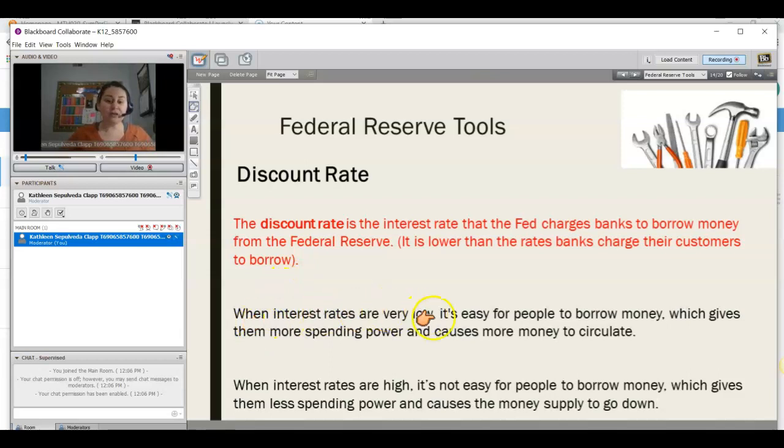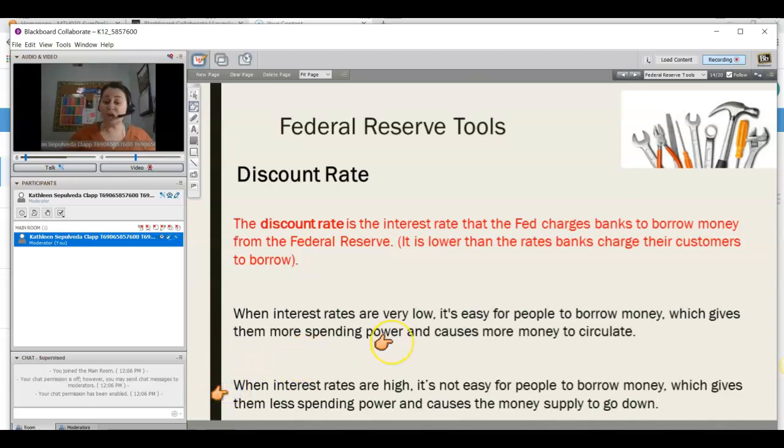When interest rates are very low, it's easy for people to borrow money, which gives them more spending power and causes more money to circulate. Okay, again, interest rates are low, more people have more money to spend. Again, that's the whole idea. We want to have a booming economy. We want people to spend. Let's lower those interest rates.